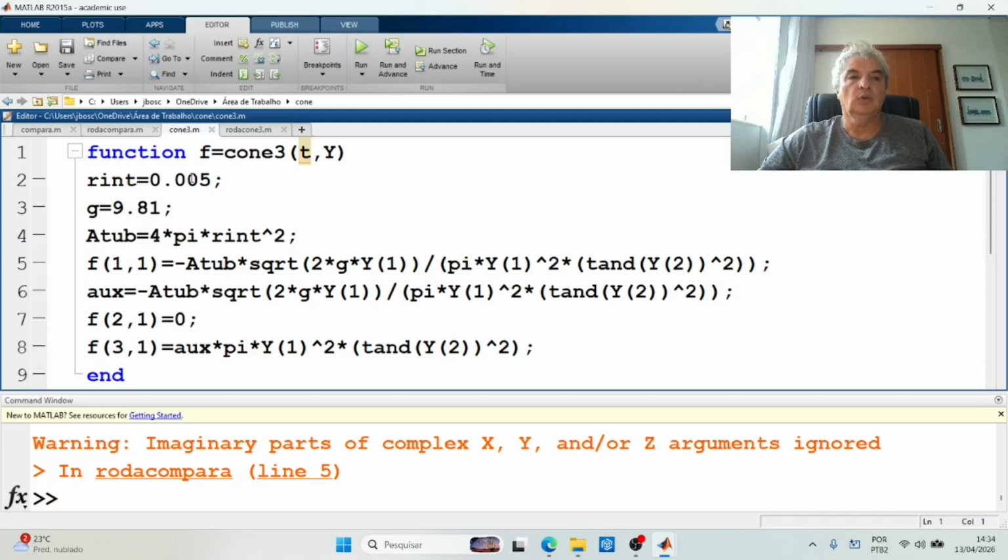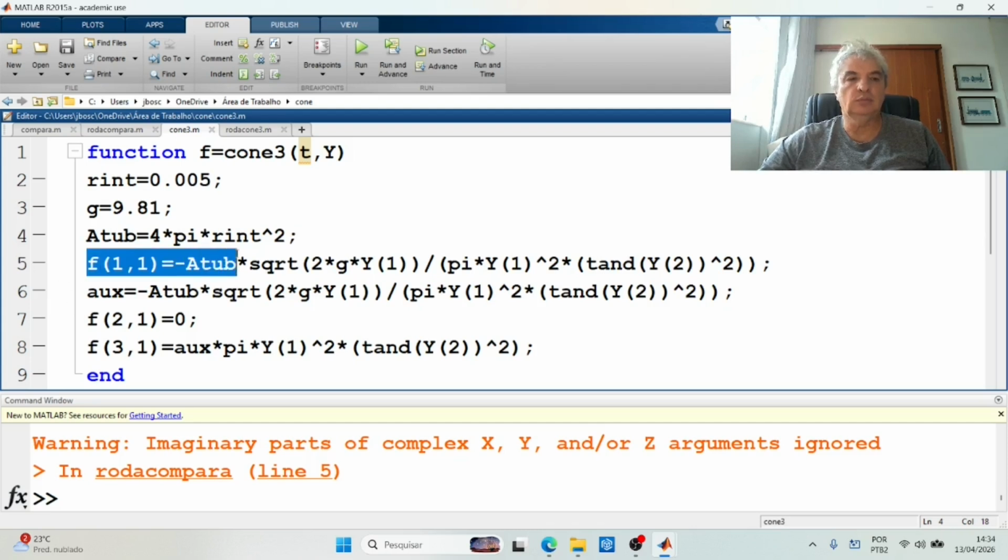After the modeling, now let's contextualize the computational part. So we made this program. The tube radius leaving the cone is 0.5 centimeters. Then we pass to the metric data. We have gravitational acceleration 9.81 m/s². The area at the exit of the cone tube will be this.